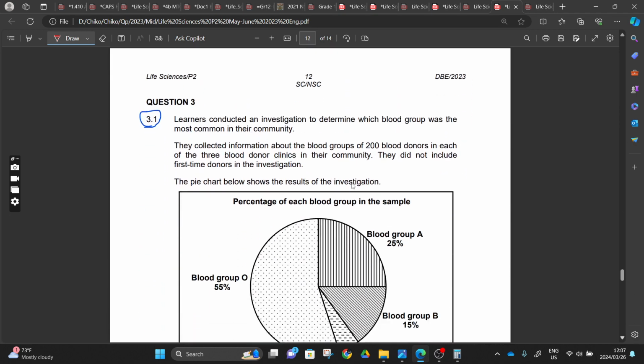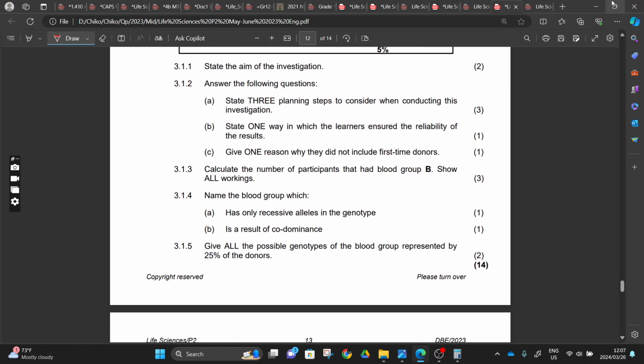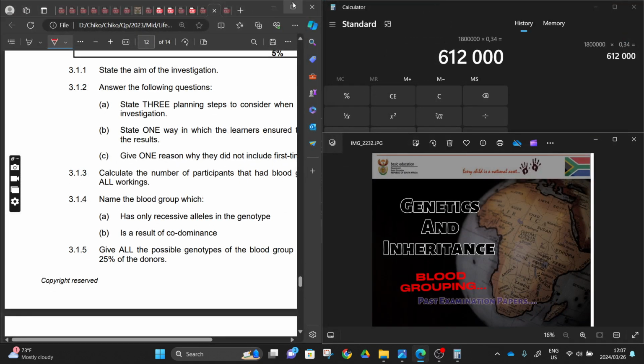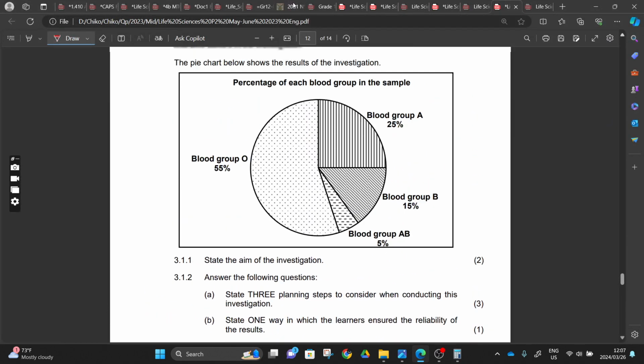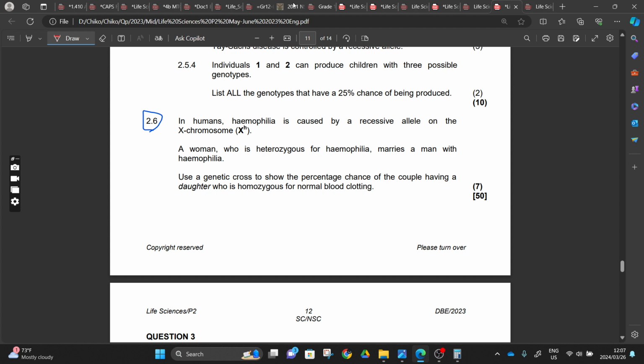and you can also go and do 3.1, when it deals with the graphs. Then you'll have to learn the graphs, you'll have to understand. Then let me do 2.6, by the way. 2.6.